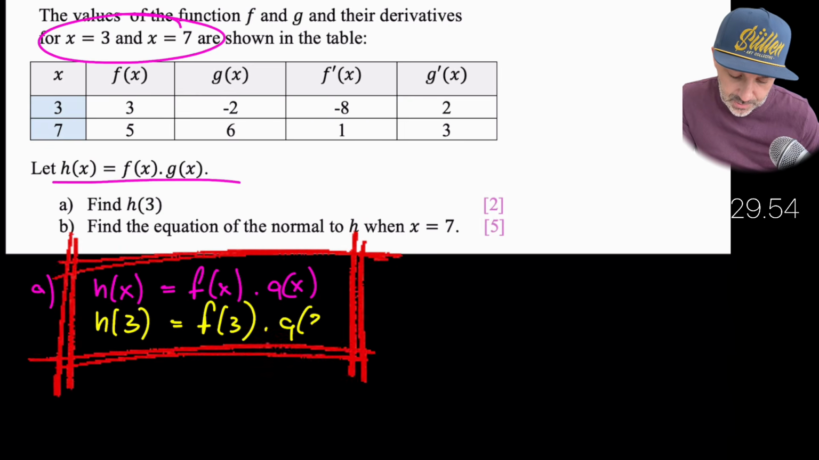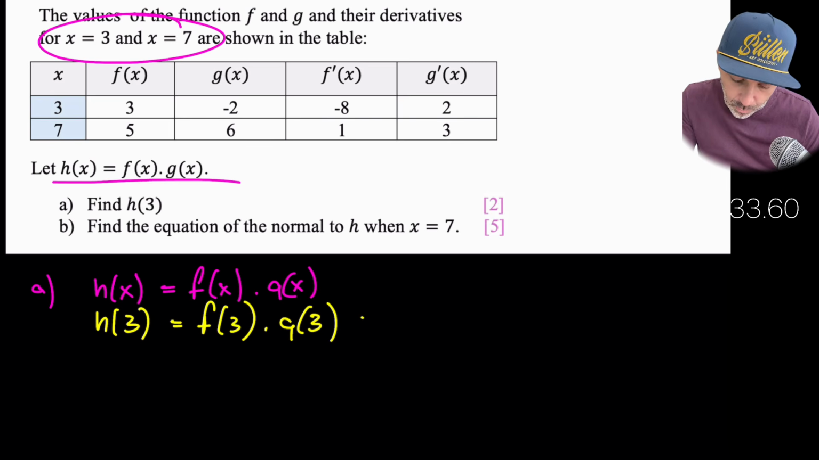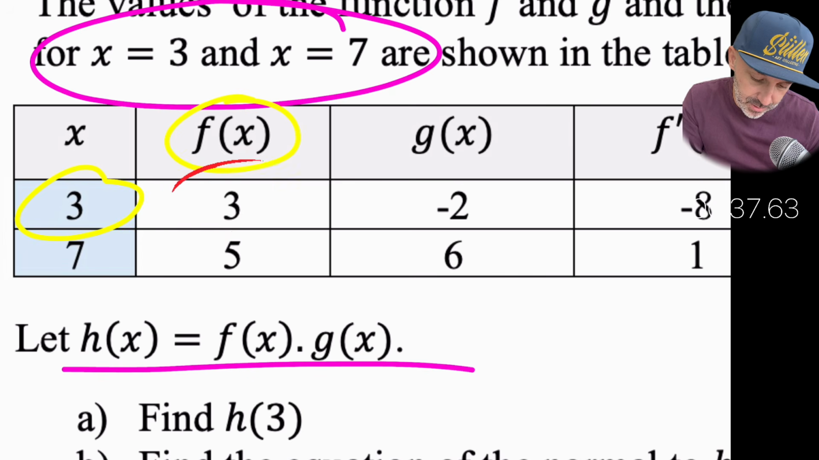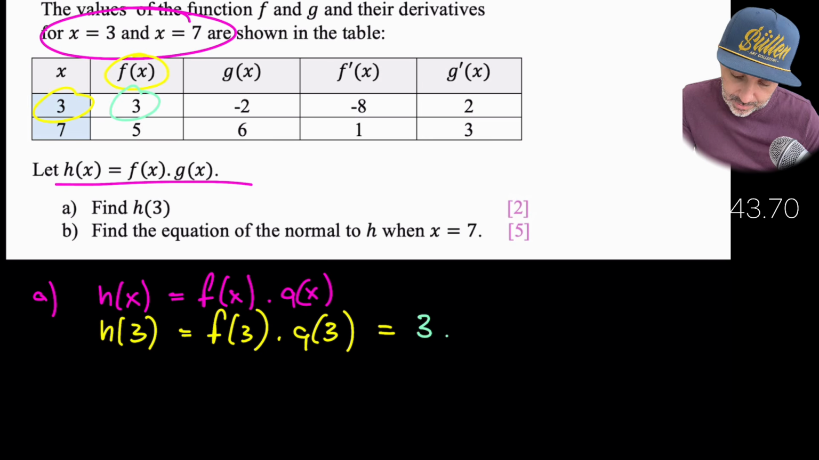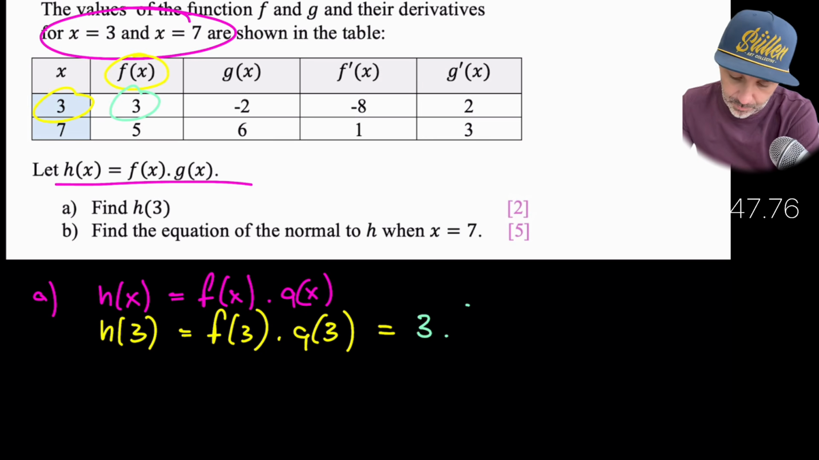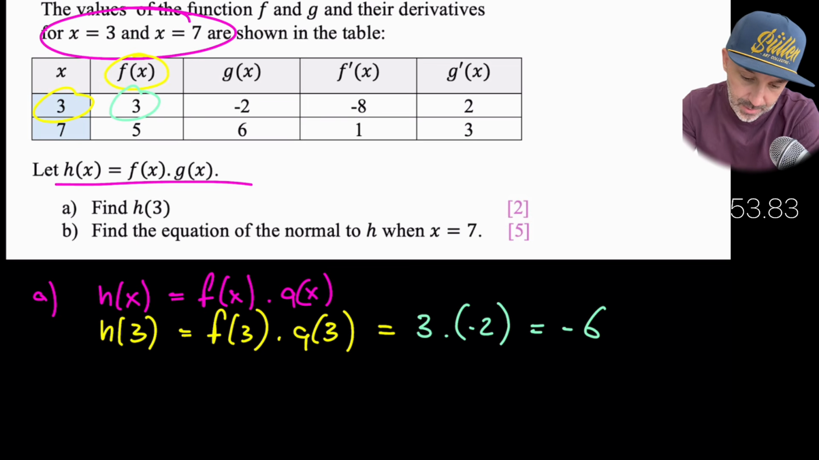So this is not using calculus here. This is just using the table, getting used to the table. So what is f of 3? Well, here's f, here's 3. So f of 3 is 3. Okay, and so we're going to just substitute that in there. And g of 3, using the same principle, we can see from the table that is minus 2. So the answer is minus 6. So that's pretty straightforward for A.